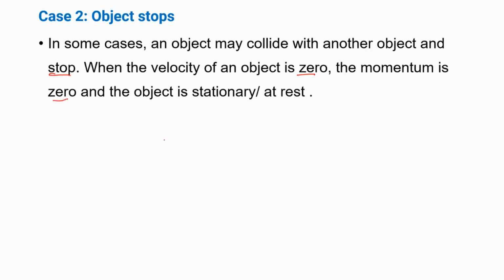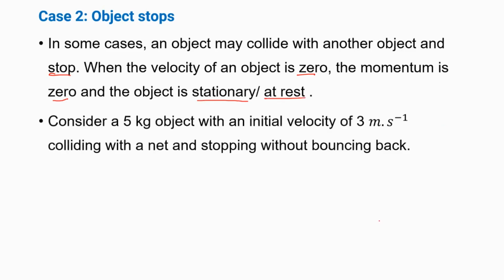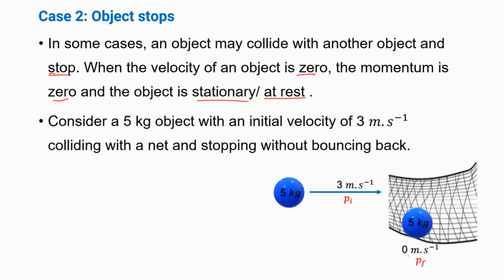Because remember, momentum is the mass of the object times the velocity of the object. And the object is said to be stationary or at rest. Let's look at this case. Consider a 5 kg object with an initial velocity of 3 meters per second, colliding with a net and stopping without bouncing back. Let's make our positive direction to the right.